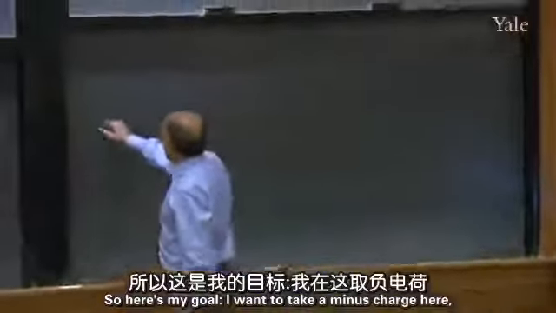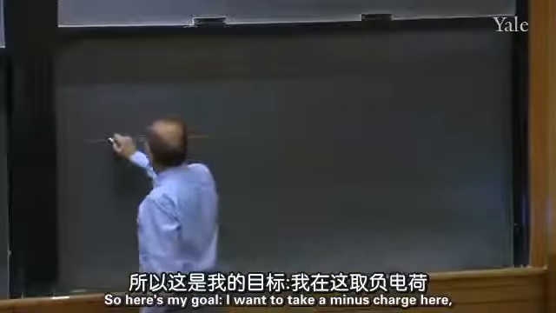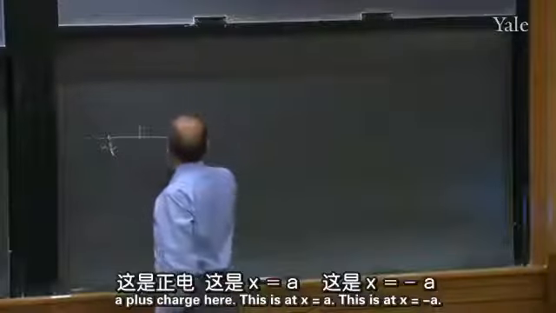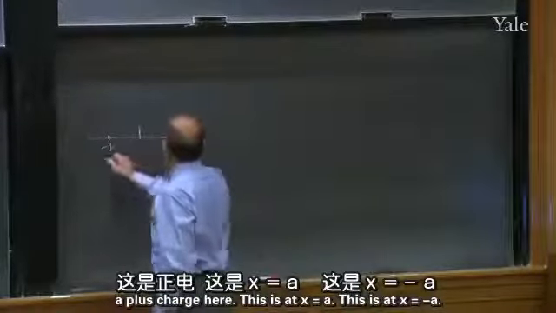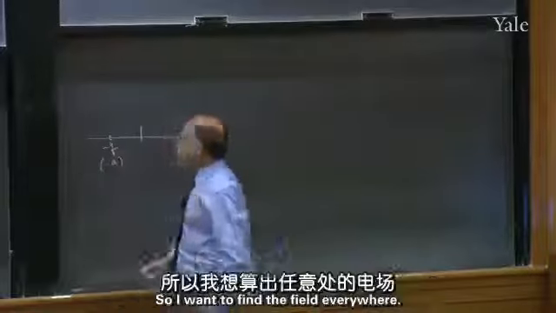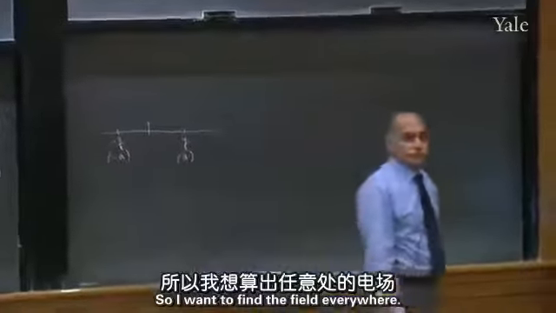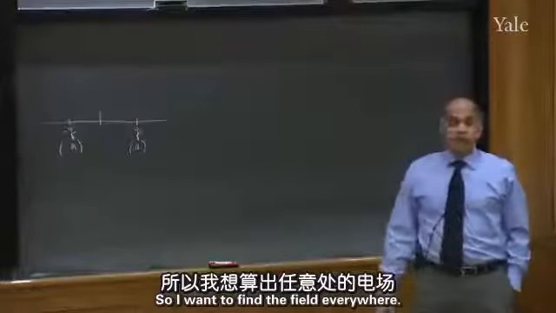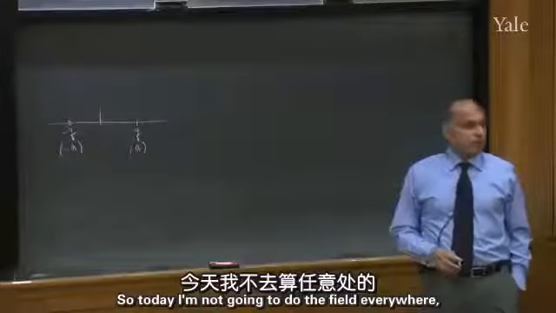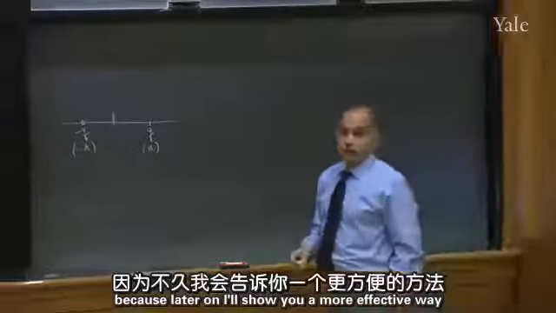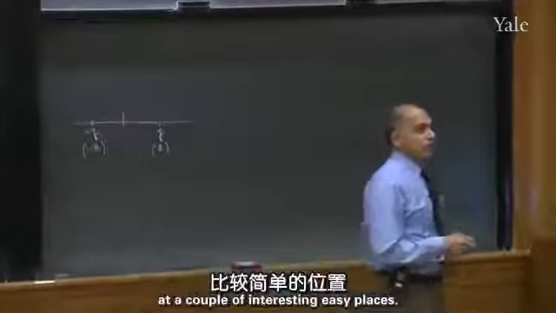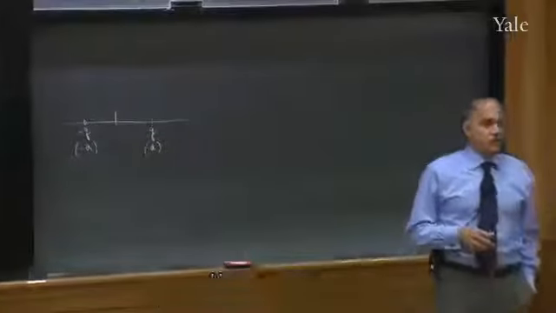So here's my goal. I want to take a minus charge here, a plus charge here. This is at x equal to a. This is at x equal to minus a. So I want to find the field everywhere. Today I'm not going to do the field everywhere, because later on I'll show you a more effective way to calculate it. But I'm going to calculate it at a couple of interesting, easy places.